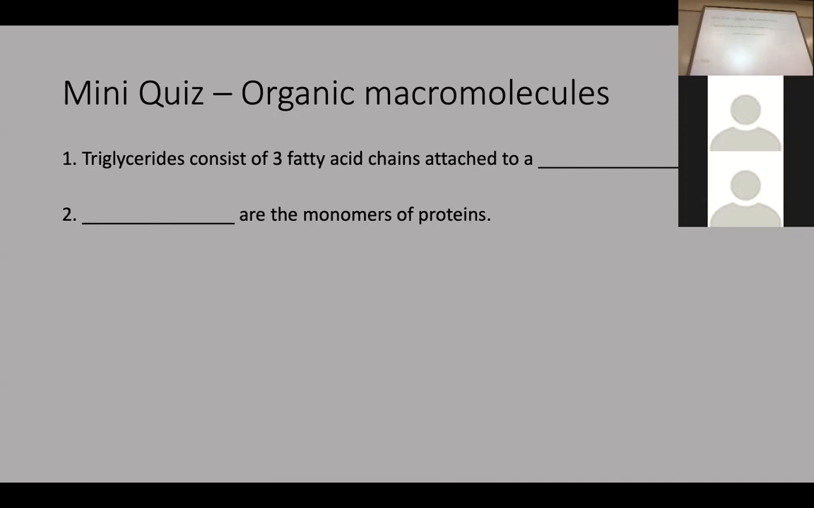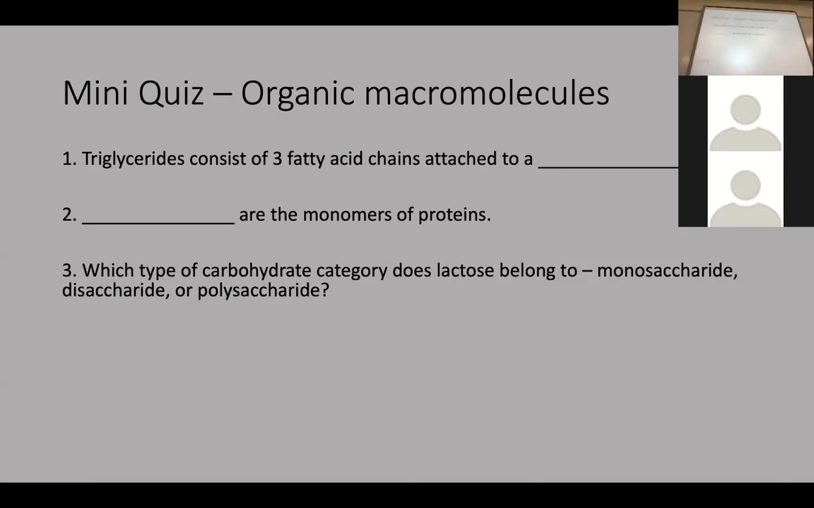What is the monomer of a protein? Amino acid, yeah. Amino acid. These are the kinds of questions I would ask on, say, an exam, but it would be multiple choice. But still, this will give you an idea as to how much you're picking up.